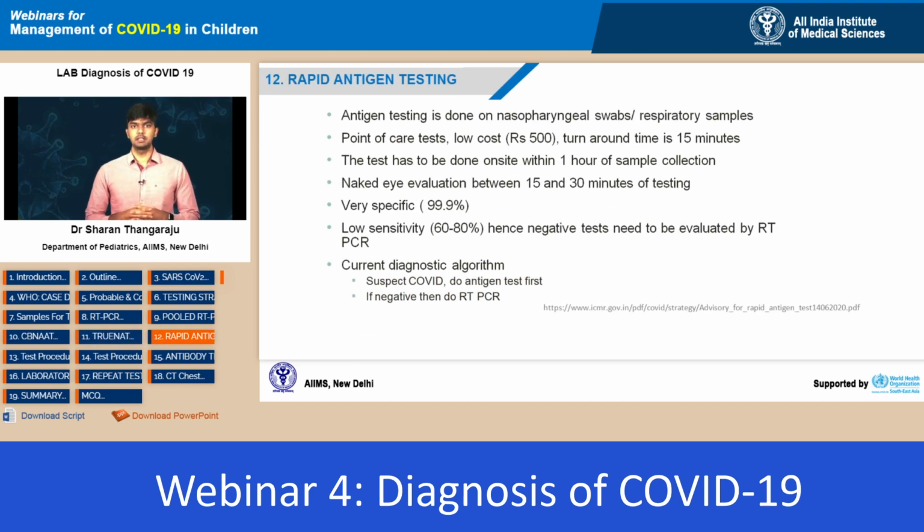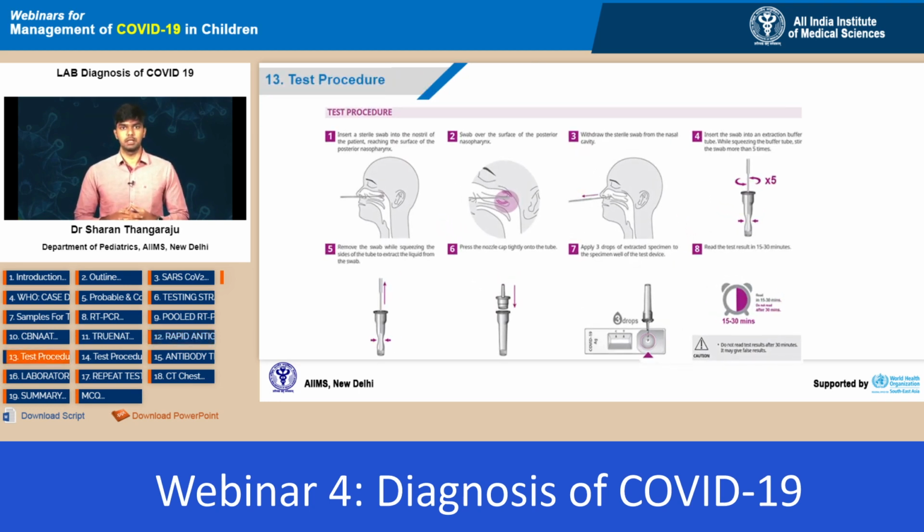Rapid antigen testing kits have bridged the gap for need of a point-of-care test that is reasonably sensitive and highly specific. It gives the result within 15 to 30 minutes of sample collection, and it has been validated by both the ICMR and AIIMS and is found to have a sensitivity of 60 to 80% and a very high specificity of more than 99%. Current recommendation is to test all suspect cases with a rapid antigen test, and if positive, the results are interpreted as true positives. Negative results have to be reconfirmed by a repeat RT-PCR.